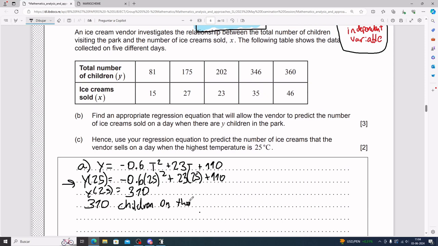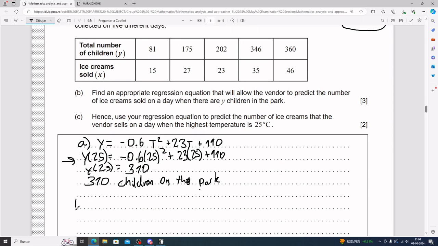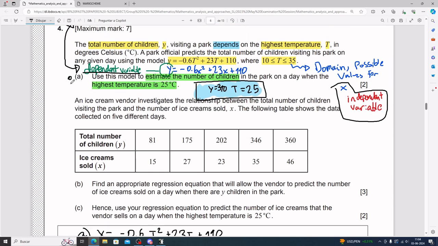And so for part A, it's pretty straightforward. It's just interpreting your values, etc. Down the line, they tell us that an ice cream vendor wants to investigate the relationship between the total number of children visiting the park and the number of ice creams sold, X. The following table shows the data collected on 5 different days.